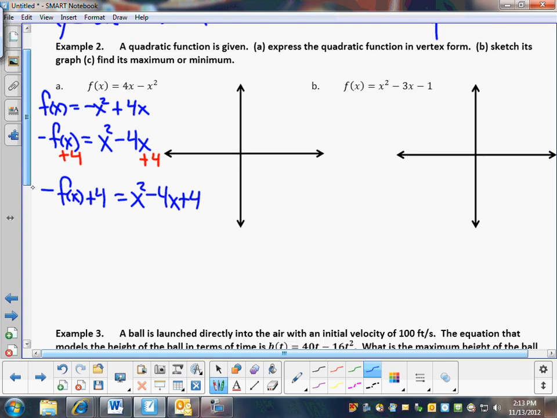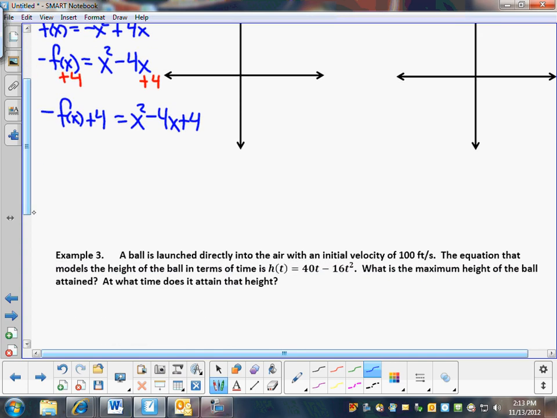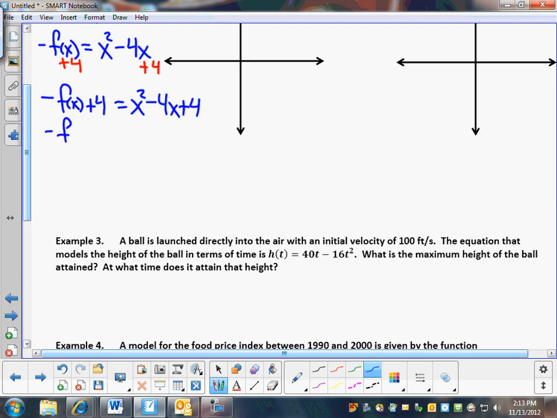Do I have a completed square? Now I can write it in factored form. I can write it like this: negative f of x plus 4 is equal to (x minus 2) quantity squared. So I've completed the square.